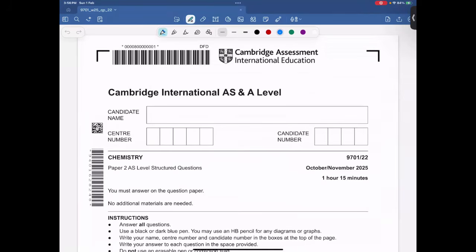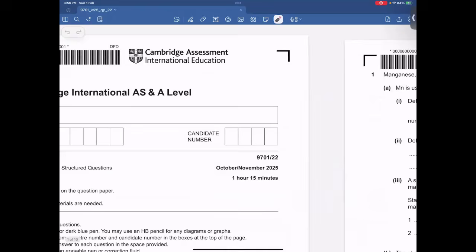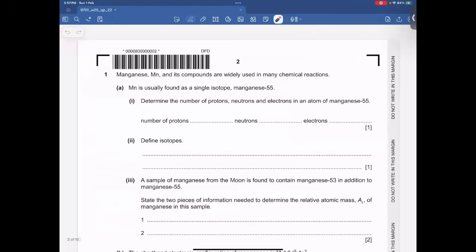Let's start AS level paper 2 of October-November 2025, variant 22. Let's talk about question number 1.